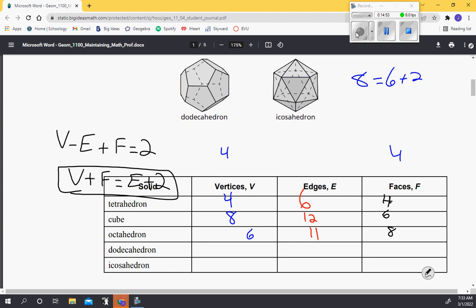In the next example, cube, we take 8 plus 6, which is 14. Is that equal to 12 edges plus 2? Yes, it is. Octahedron. We're going to take our vertices plus faces, 6 plus 8, which is 14. Is that equal to our edges plus 2? I did that wrong. I counted the wrong number of edges in the octahedron.